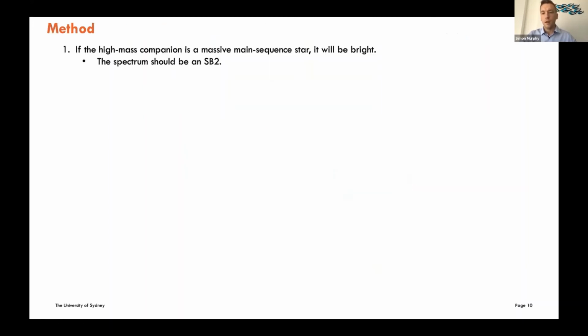So our method to find these compact remnants goes like this. If the high mass companion is a massive main sequence star, it's going to be bright. It's going to be very luminous. So it should show up in the Keck spectrum, and the spectrum should essentially be double-lined, an SB2.